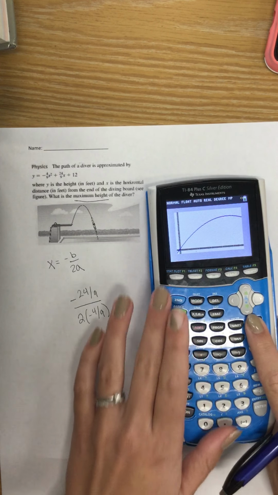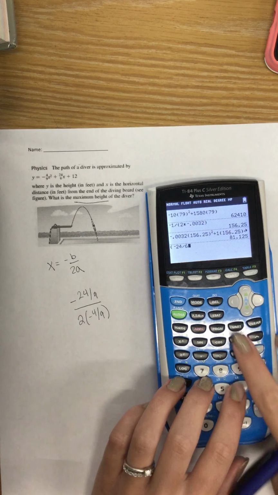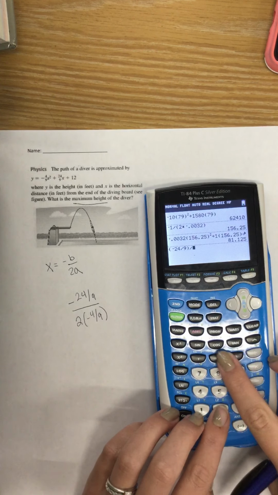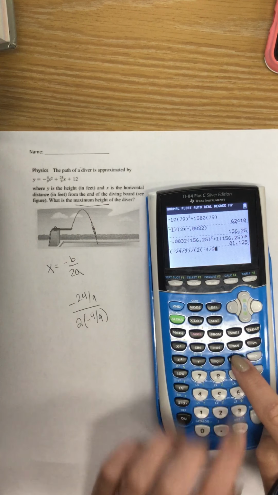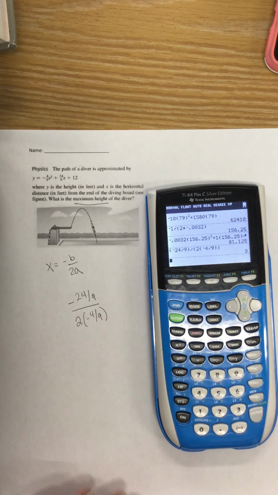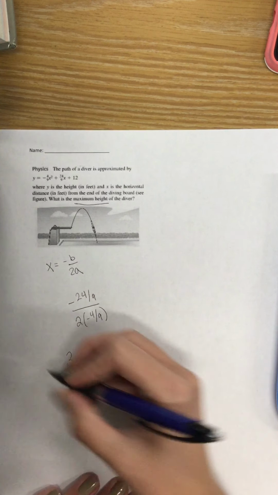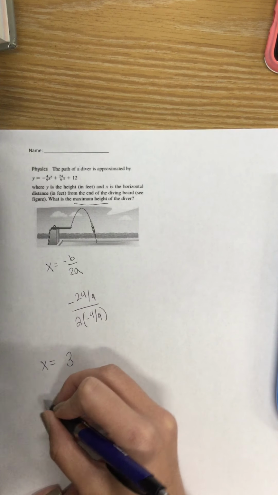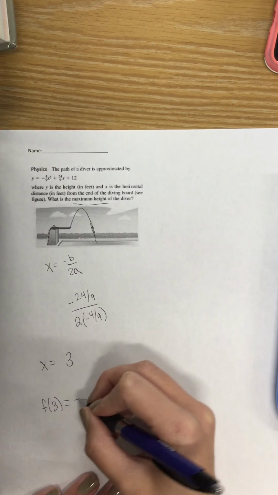Let's plug this in so that it doesn't have to be messy. So negative 24 over 9 over 2 times negative 4 over 9. I've got extra parentheses so that my denominator knows to divide. So we have 3 for x. And so now if I want to find the maximum, I'm going to find what f of 3 is. I'm going to plug it in to the equation.